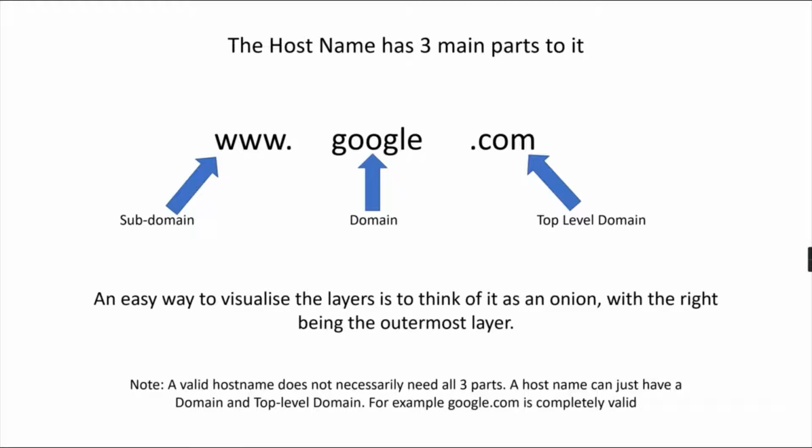An easy way to visualize this is to think of it as an onion, with the right hand side, the top level domain, being the outermost layer, the domain being the layer inside that, and the subdomain being the innermost layer. A valid hostname does not need all 3 parts. A hostname can have just a domain and top level domain, so google.com for example, or it could just have a top level domain.